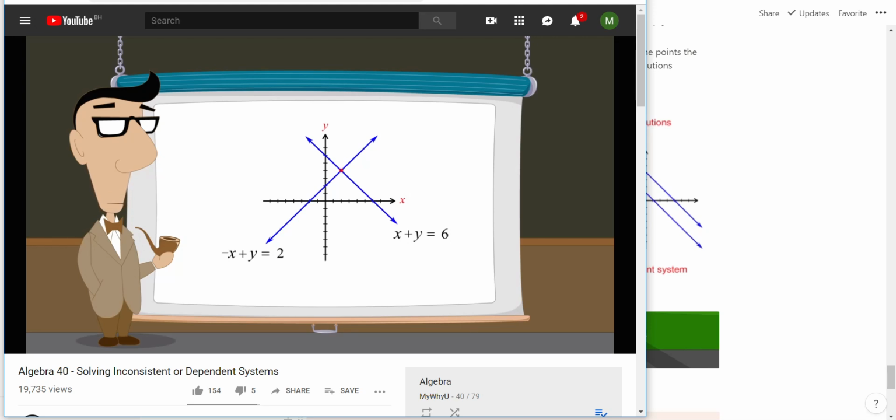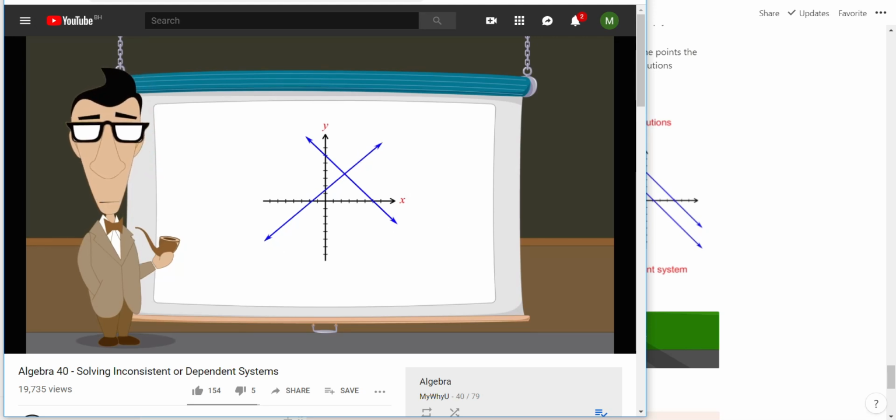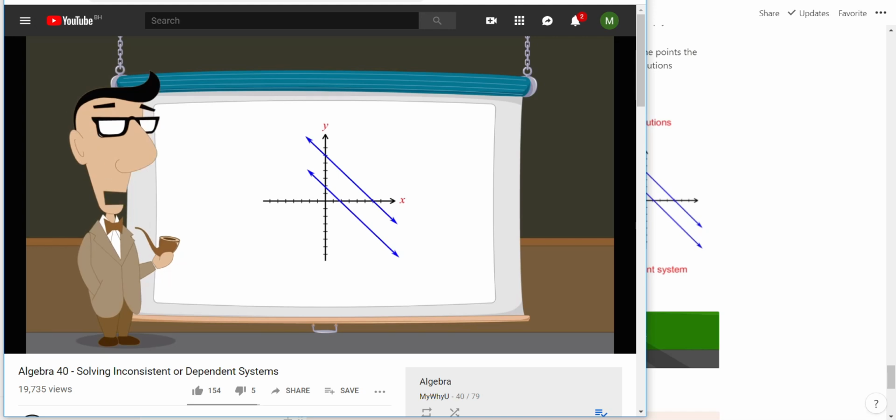A system composed of two distinct parallel lines has no solutions, since distinct parallel lines don't intersect. And a system composed of two identical lines has an infinite number of solutions, since identical lines intersect at an infinite number of points.